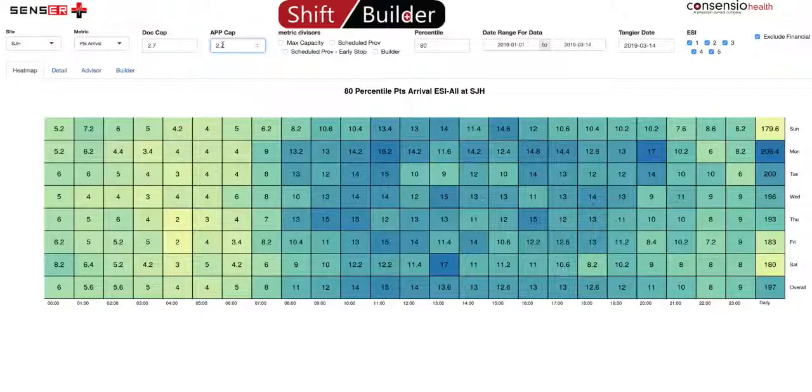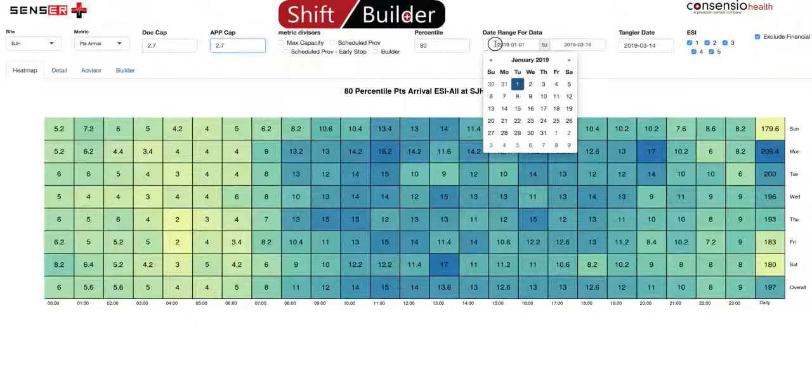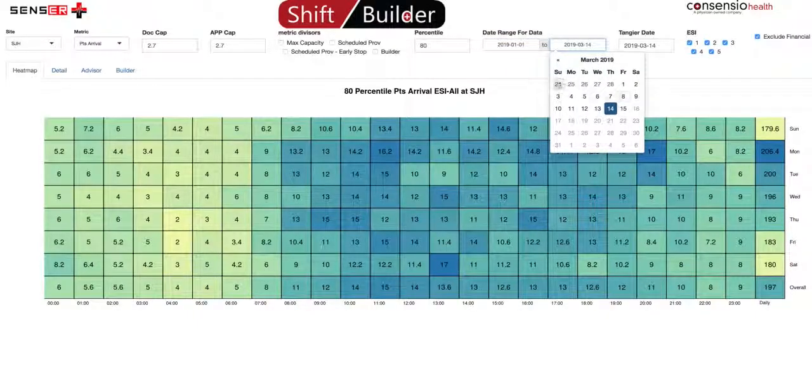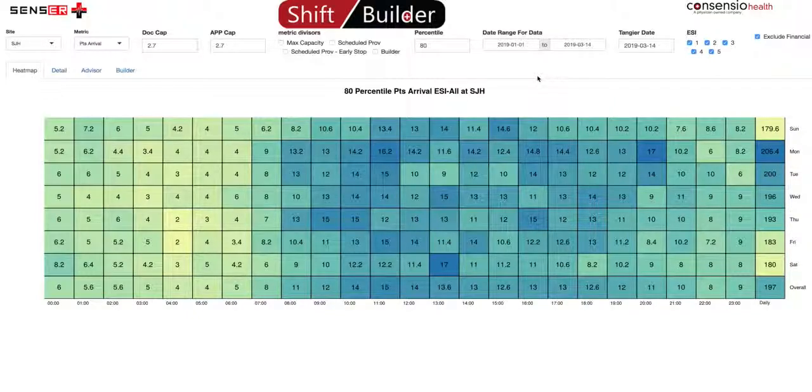In this case, when it comes to patient arrivals, we're making the assumptions that doctors and advanced practice providers can see a maximum of 2.7 patients per hour. We can pick the date range that we are looking at. Here we're aggregating data for the first quarter, roughly, of 2019, short 2 weeks. And this is the date we're reading from the scheduling calendar. We're going to read data for all patient acuities.